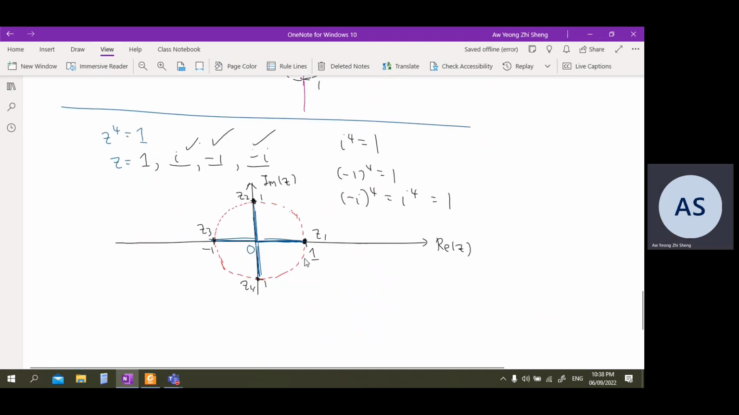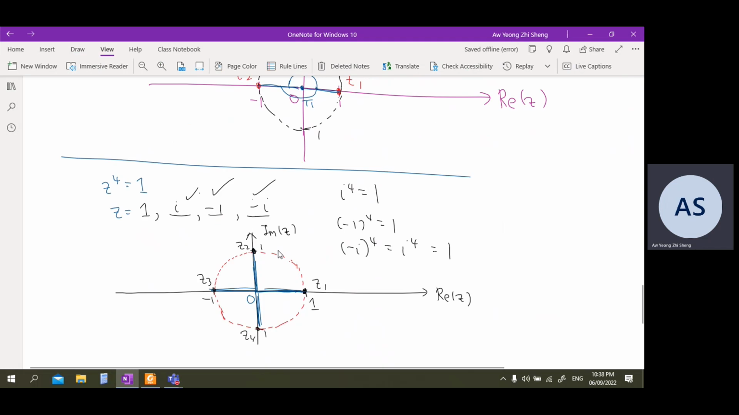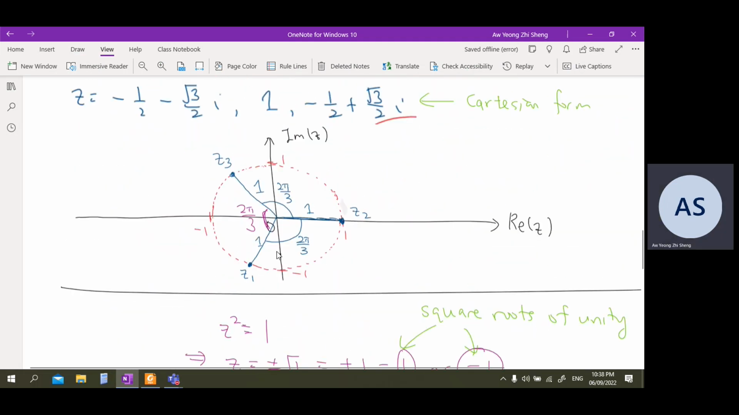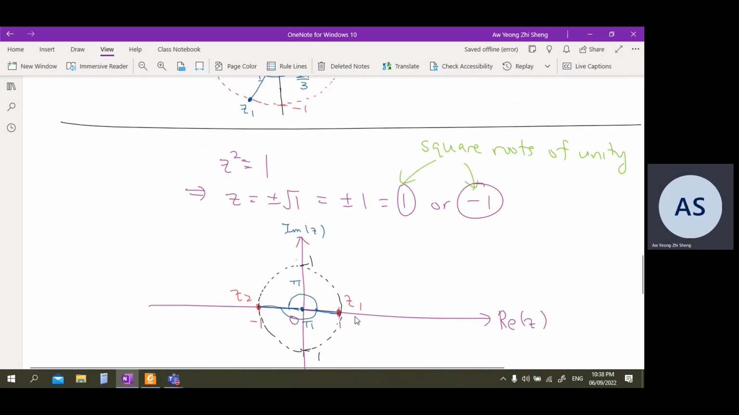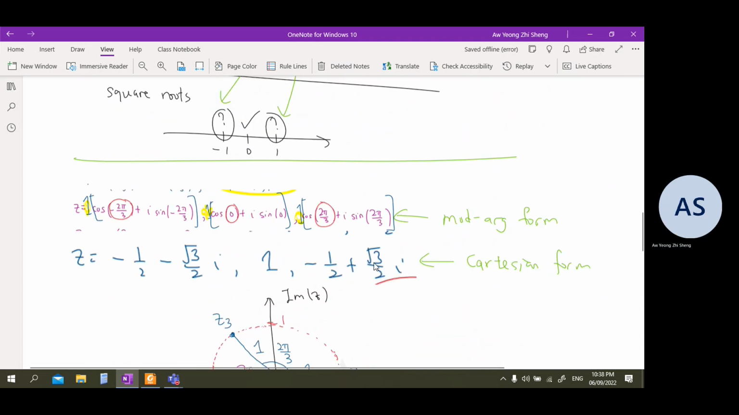And so just some interesting observation here regarding roots of unity. Their point representations will be equally distributed, evenly distributed along the circumference of a unit circle centered at the origin. Okay.